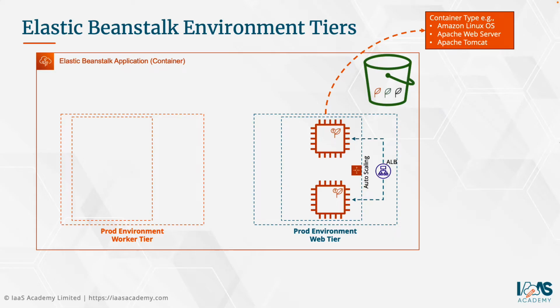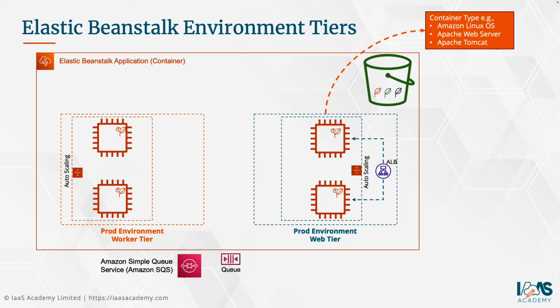Likewise, for your worker environment, again, Elastic Beanstalk will provision one or more EC2 instances. These instances will be supported by an auto-scaling group and auto-scaling policies. Note that there is no application load balancer being configured for your worker environment. That's only for your web environment. An additional component that's configured within a multi-tier environment, such as the one that you're looking at on the screen, is the fact that Elastic Beanstalk provisions an SQS queue.